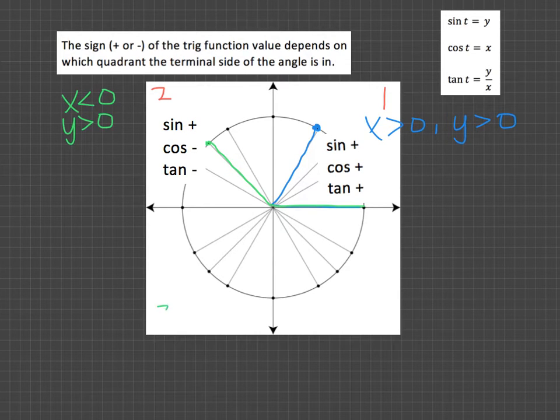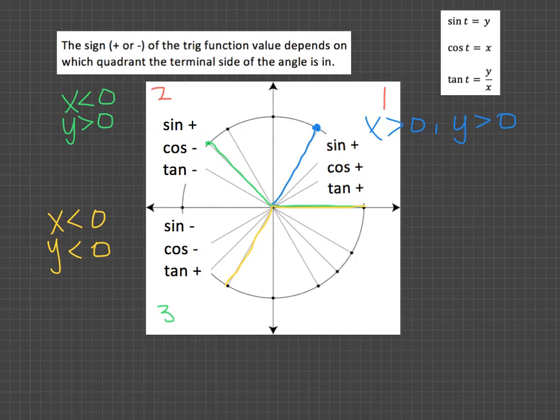Quadrant 3. So this yellow angle has terminal side in quadrant 3. In quadrant 3, x values are negative, y values are also negative. So that tells us that sine is going to be a negative value, cosine is a negative value, but since they're both negative, a negative over a negative is going to mean tangent is a positive value.